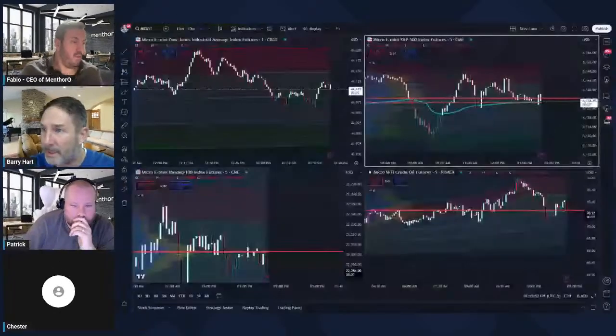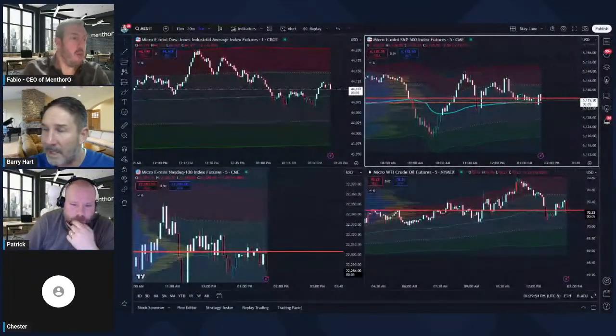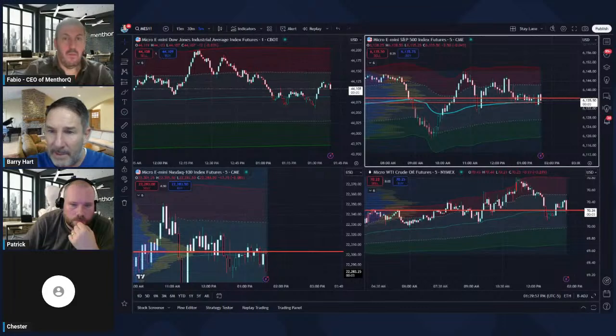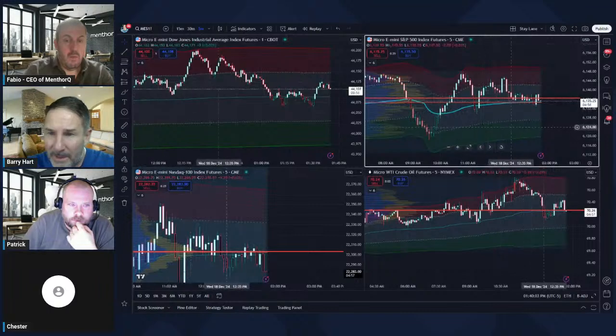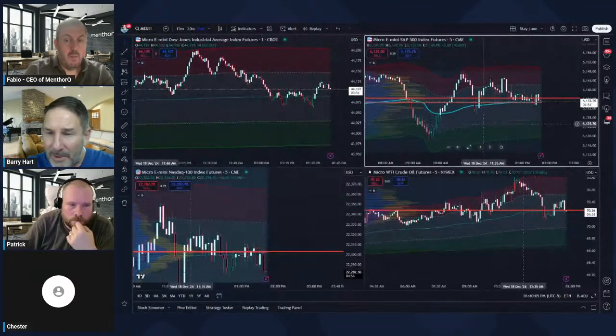Then another setup that occurred this morning was on the ES. So, a different kind of setup here. I'm going to show how I use Menthor Q in some of the trading styles that have an edge.